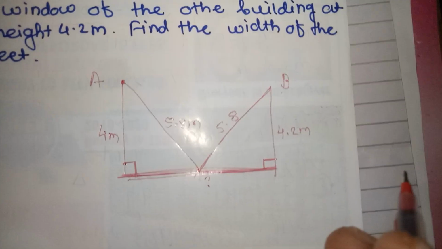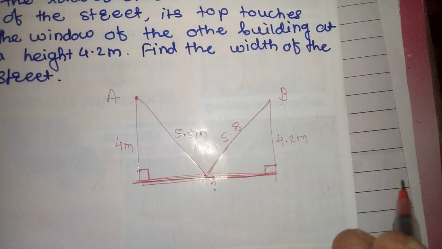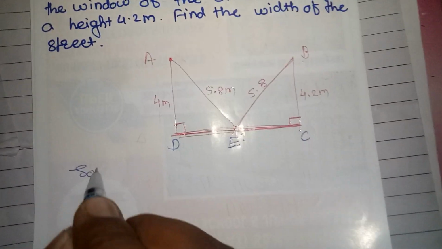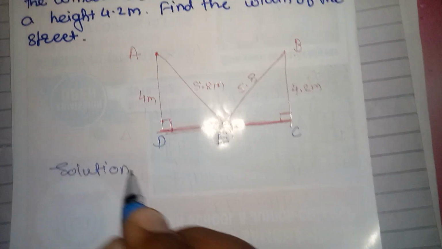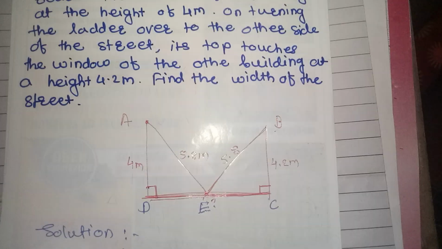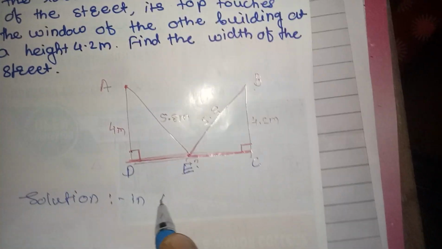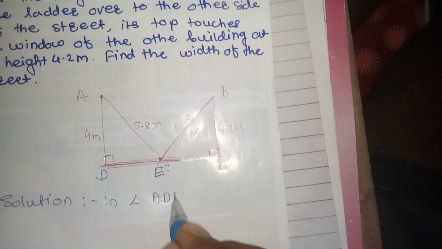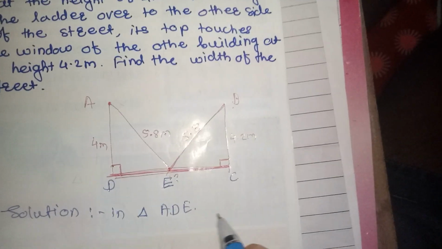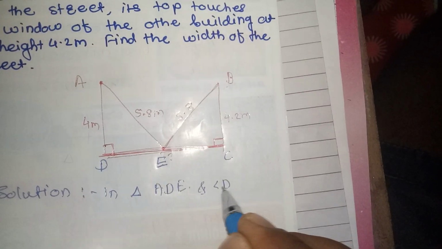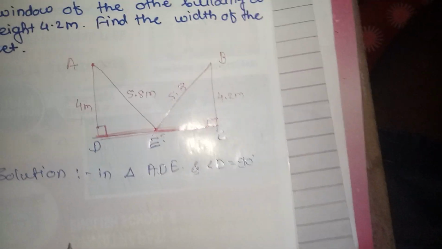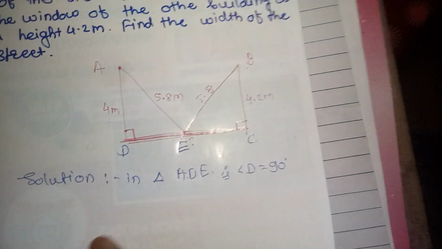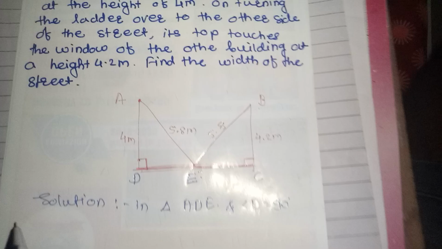Okay, so let's see how we can get its answer. In solution, if we consider triangle ADE and angle D is equal to 90 degree, then AE is the hypotenuse. So by using Pythagoras theorem we can get the value of DE.